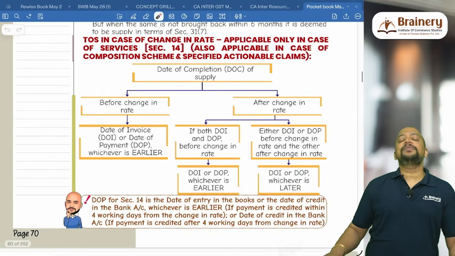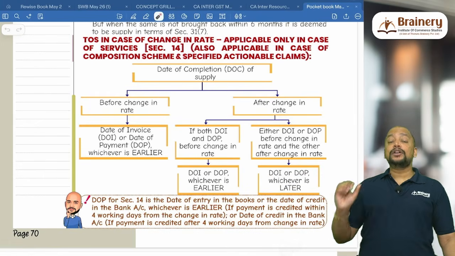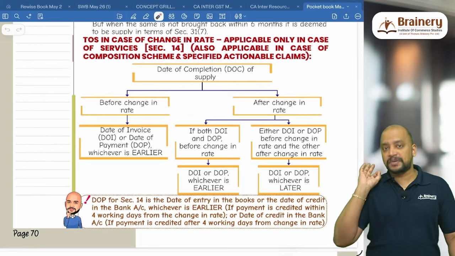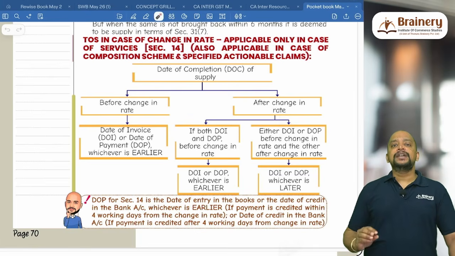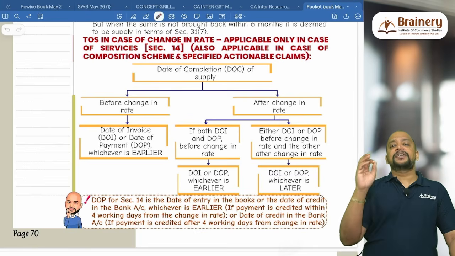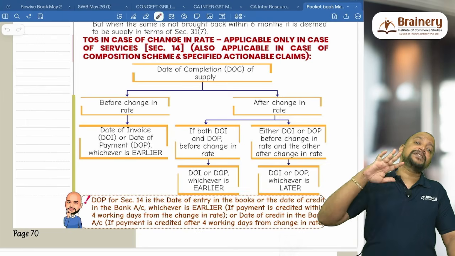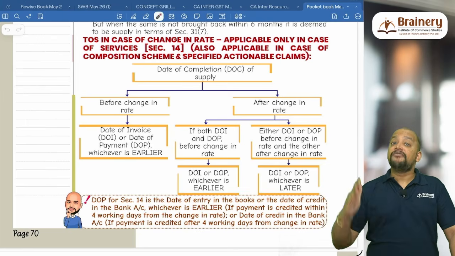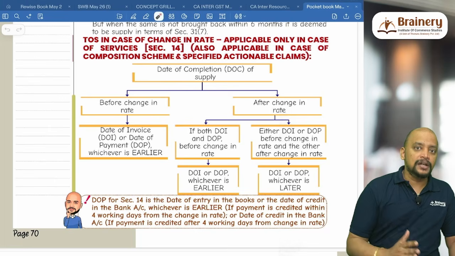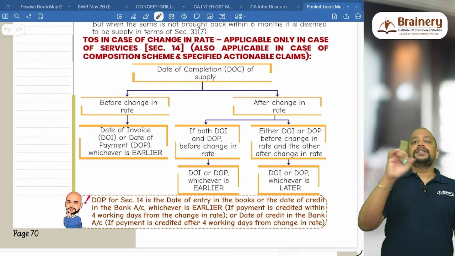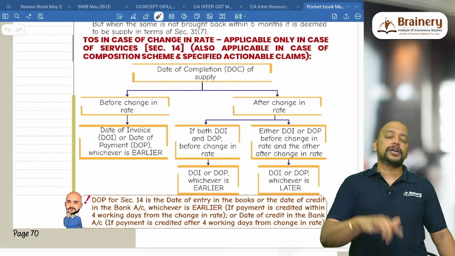And here what should be taken as the date of payment? If the payment got credited within 4 working days from the change in rate, then we need to see the date of entry or date of credit, whichever is earlier. If the payment is credited beyond 4 working days from the change in rate, that is crucial. We need to first check the date of payment, whether the payment got credited within 4 working days or beyond 4 working days.